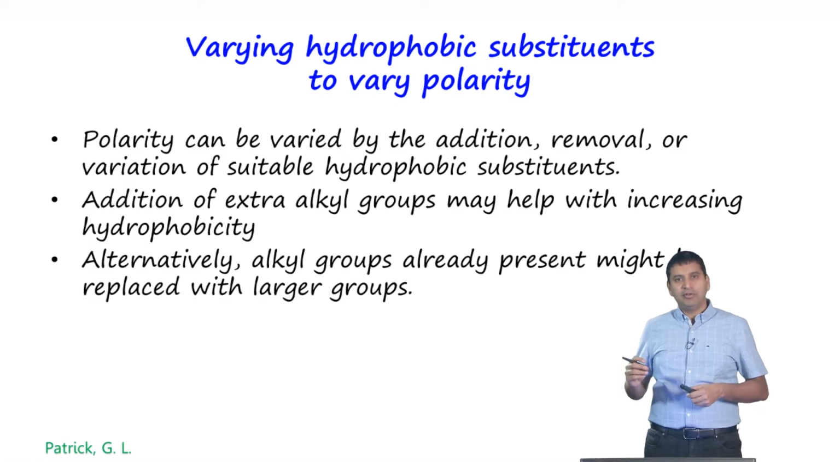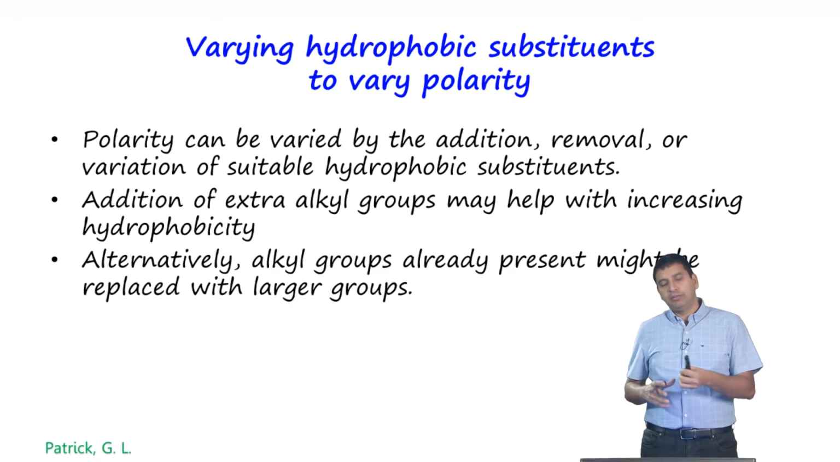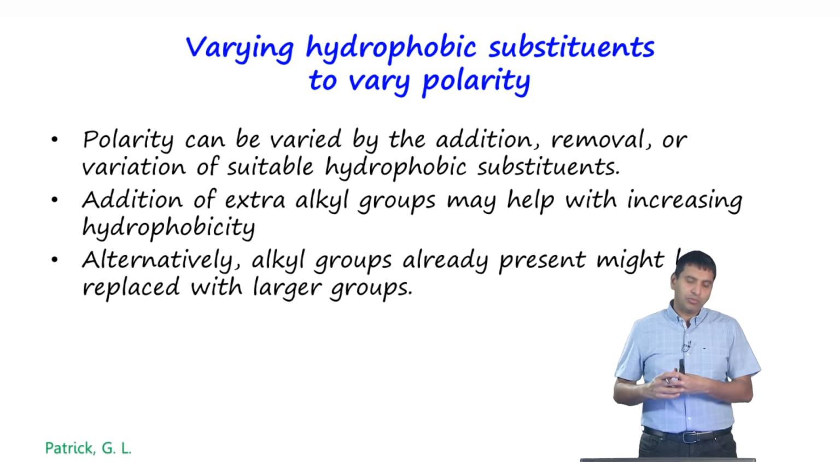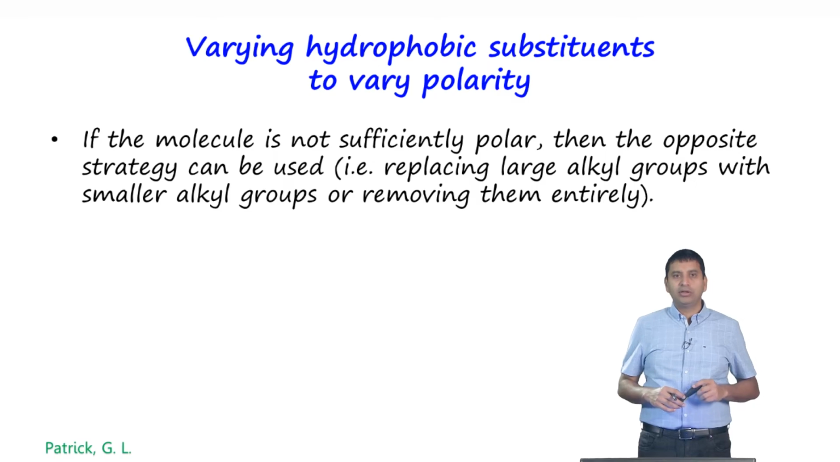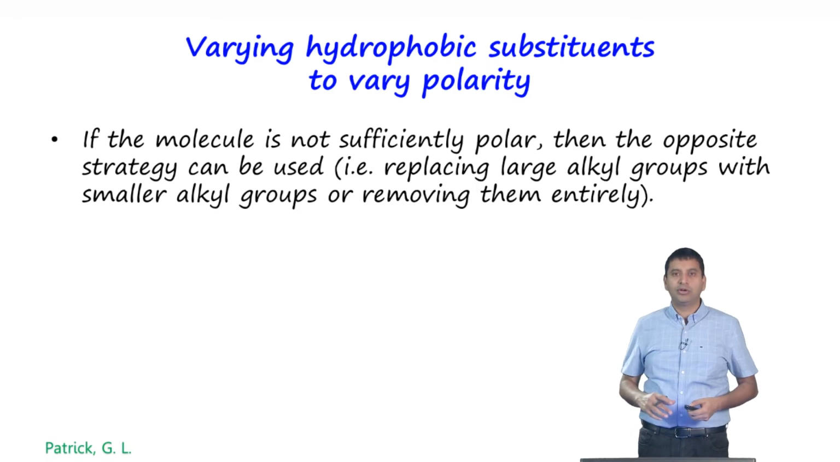The next approach is to vary the hydrophobic substituents to vary polarity. So, polarity can be varied by addition, removal or variation of hydrophobic substituents. So, the alkyl group that we add will help with increasing hydrophobicity. The alkyl group already present can also be replaced with larger groups. So, if you have an isopropyl group, then you can convert it to a tertiary butyl group or a neopentyl group and so on. If the molecule is not sufficiently polar, then the opposite strategy can be used, that is, we replace this large alkyl group with a smaller alkyl group or remove them altogether.